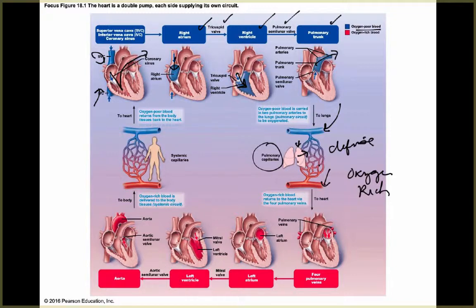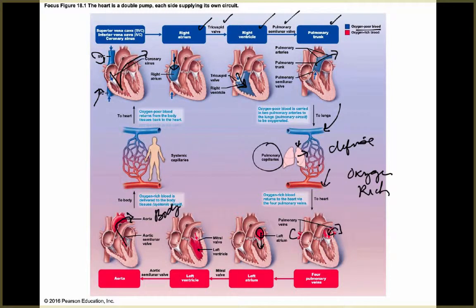And so from here, you can see the two pulmonary veins on both sides going into the left atrium, going through the bicuspid or mitral valve to the left ventricle, and then from the left ventricle going through the aortic semilunar valve into the aorta. And then from there, it's going to go to the body.